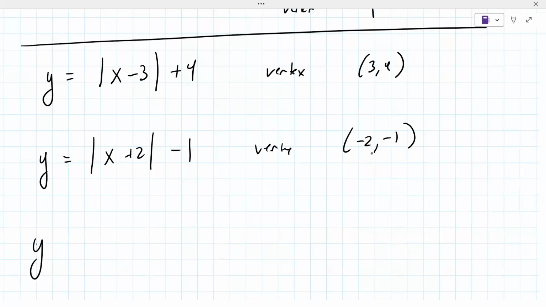Okay, so let me give you another one here. See if we can. Minus 5 plus 2. So this one has a vertex of 5 comma 2.